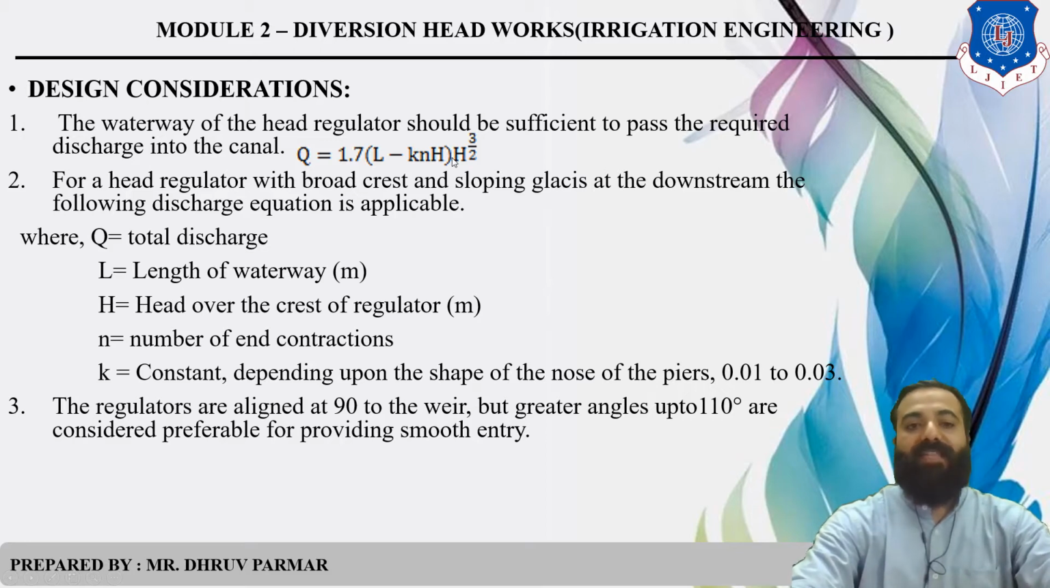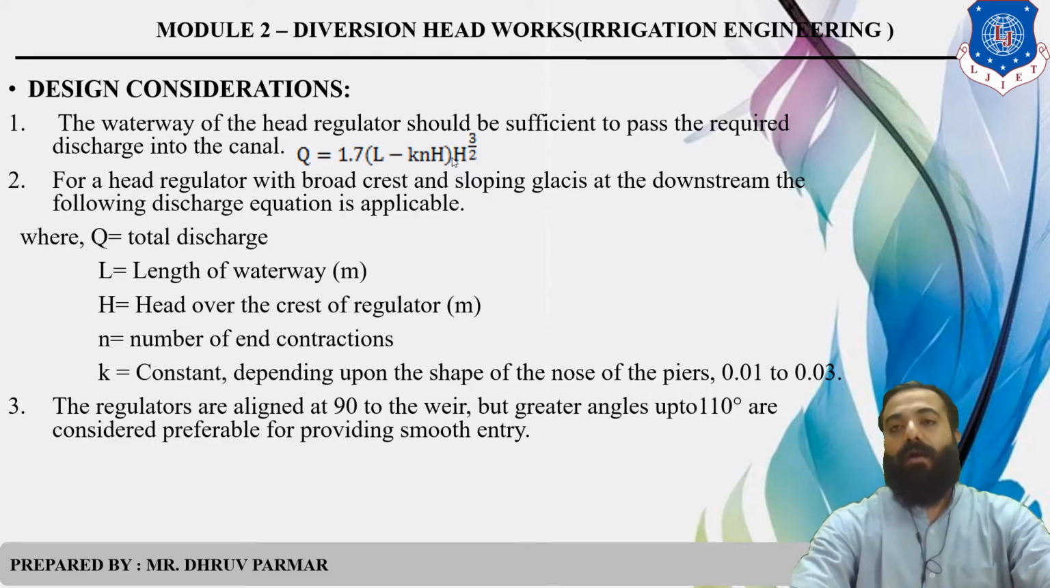Clear? Then the third one: the regulators are aligned at 90 degrees to the weir. Done. But we can provide 110 degrees for providing smooth entry. Clear? So the first condition is that it is perpendicular, or we can say we also require smooth entry, so the angle will be changed to 110 degrees.